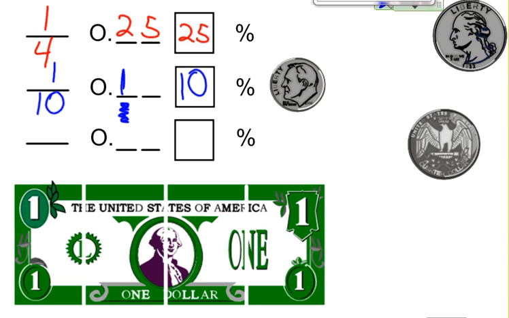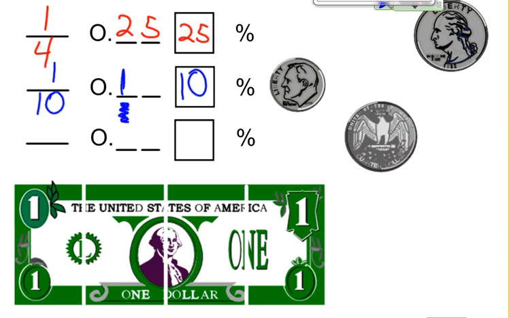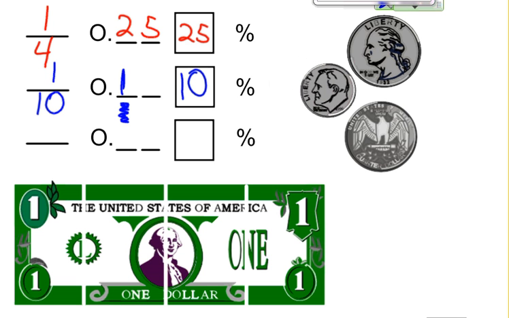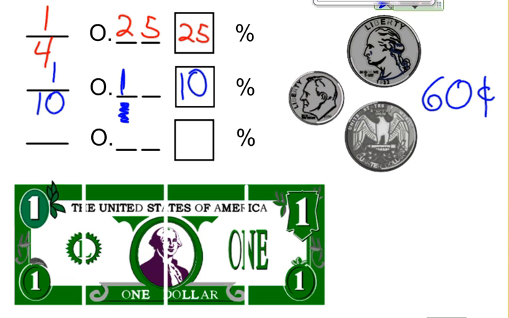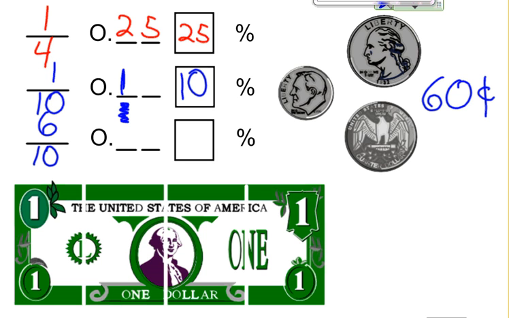Now here's the trick. What if you had 2 quarters and 1 dime? How would we write that as a fraction? Okay, in total we have 60 cents. In this sense, we would want to think about this in terms of tenths. Use this dime as a relationship. It's almost as if we have 6 dimes. That's another way you could write 60 cents. So if we have 6 dimes, that would be 10 total parts and 6 out of the 10 parts.